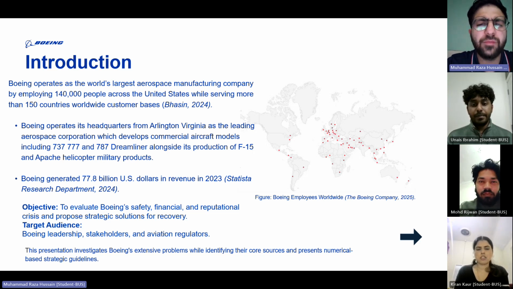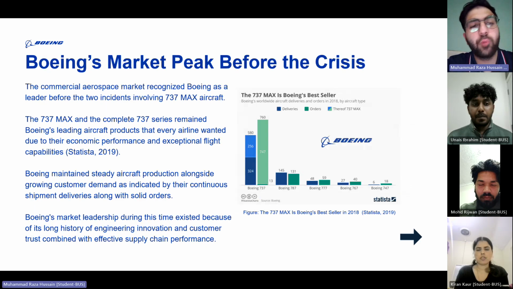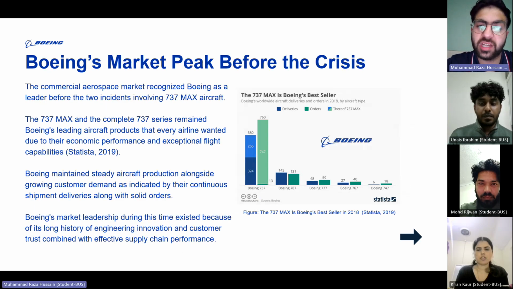Boeing is an aerospace company known for producing commercial airplanes like the 737 and 777, as well as military aircraft such as the F-15 and Apache helicopter. It plays a critical role in the US economy and global aviation. My next slide is Boeing market peak before the crisis.